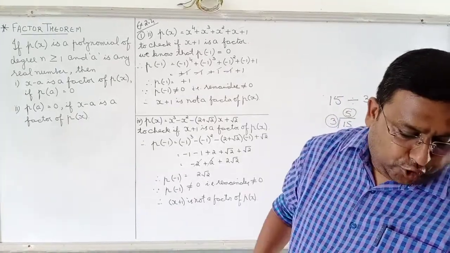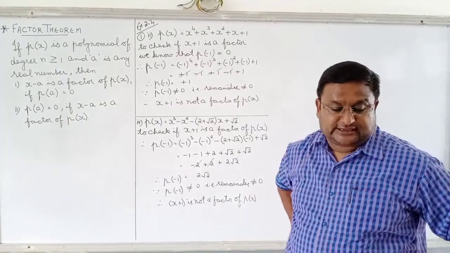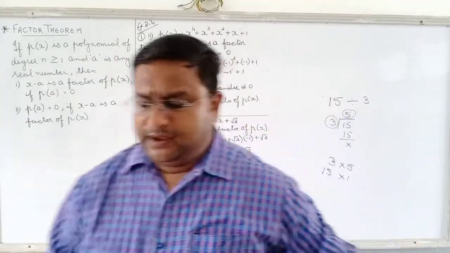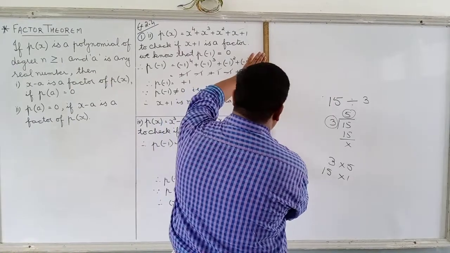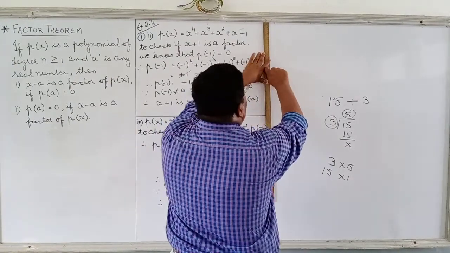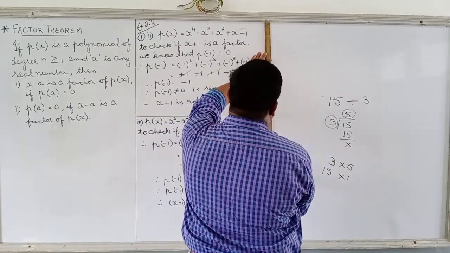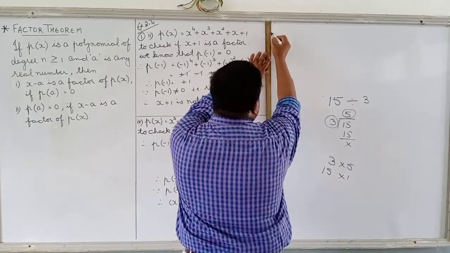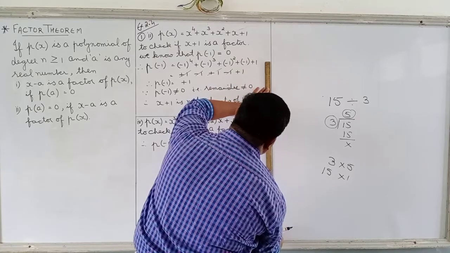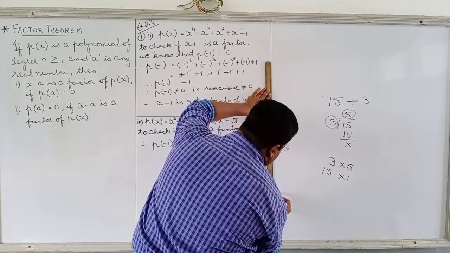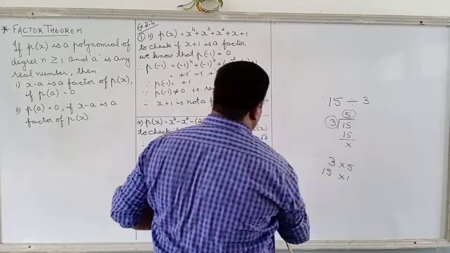Second question: use factor theorem to determine whether g(x) is a factor. You can see a polynomial is given to you, g(x), and it says check whether g(x) is a factor. Again we will substitute it and check whether it is equal to 0 or not. If the remainder is 0, we say it is a factor. If the remainder is not equal to 0, we say it is not a factor. Clear?